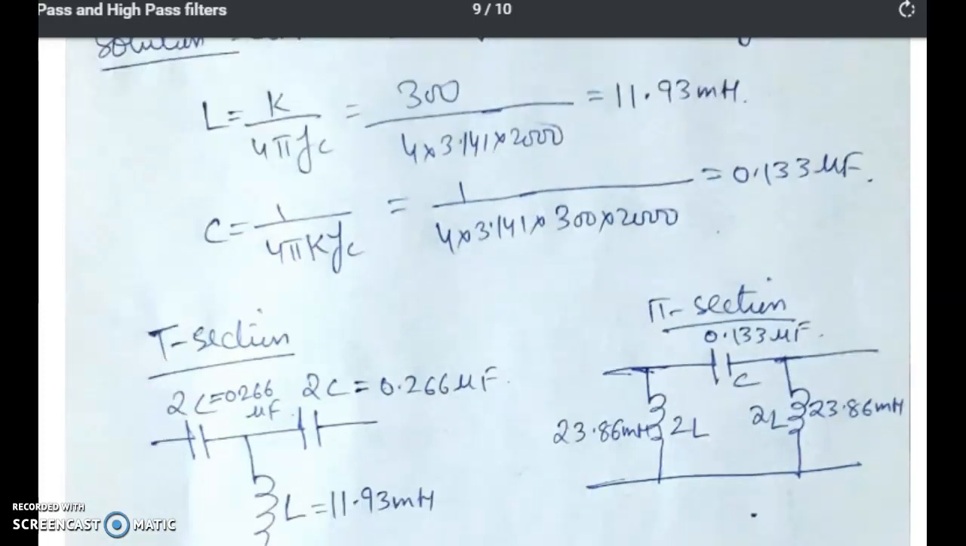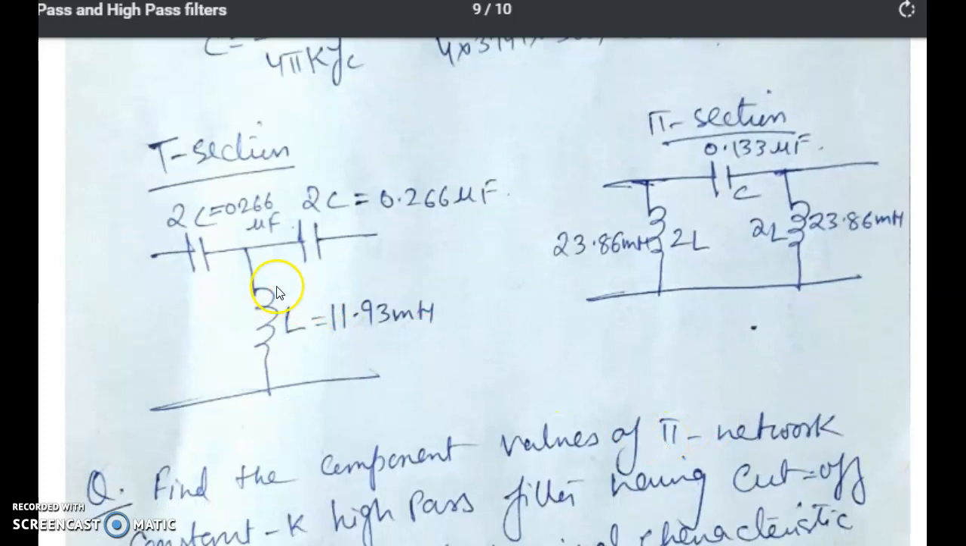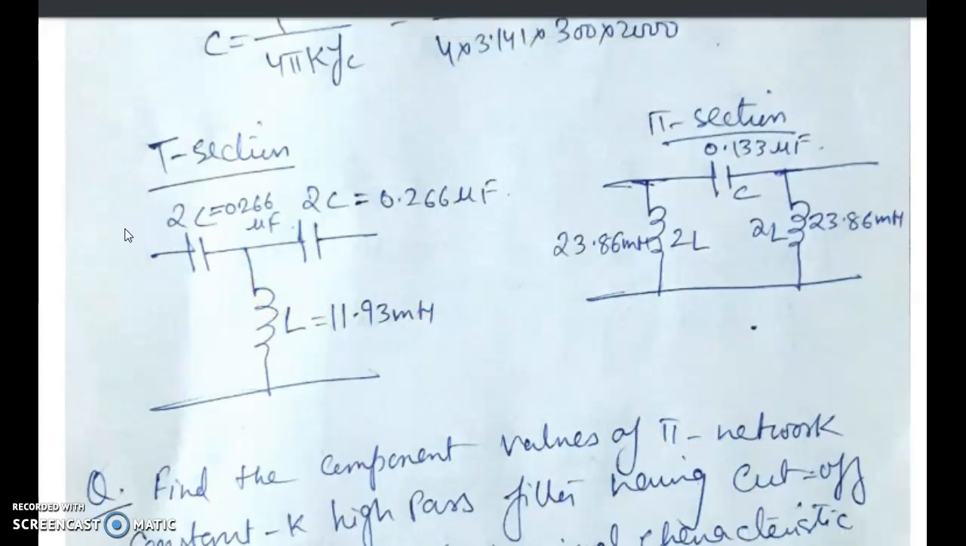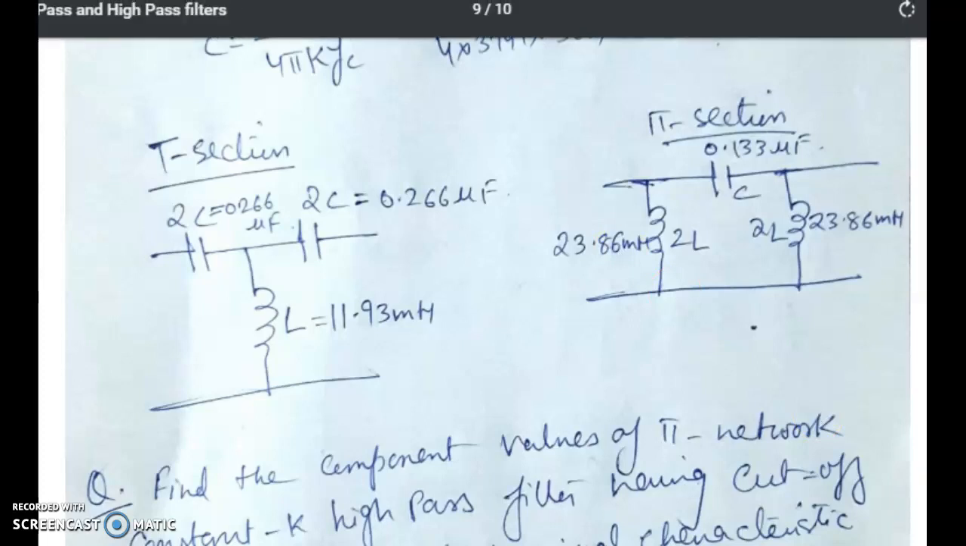capacitance C is equal to 1 upon 4 pi kfc, which is equal to 0.133 microfarad. So when we draw the T section, this capacitance is equal to 2C. Capacitance is equal to 2C, which is equal to 0.266 microfarad, and inductance is equal to L, which is equal to 11.93 millihenry. Similar is the case with the pi section. Capacitance is equal to 0.133 microfarad because it is C, and inductance is equal to 2L, which is equal to 23.86 millihenry. So each inductance is equal to 23.86 millihenry.